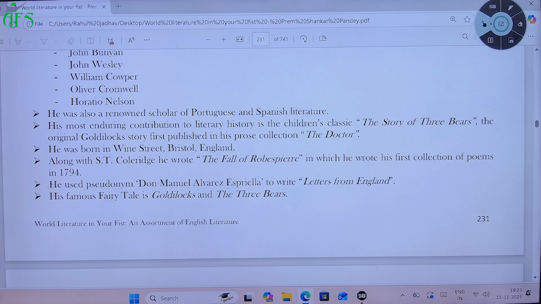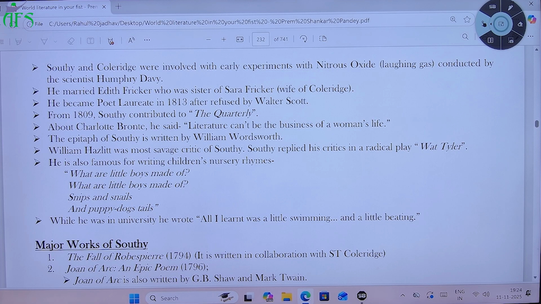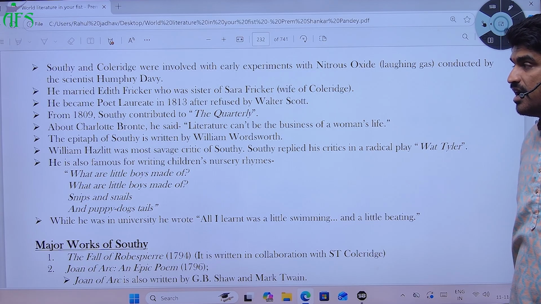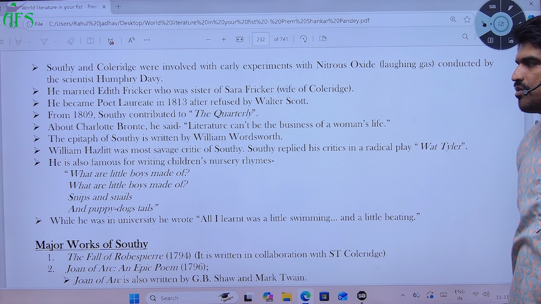Along with S.T. Coleridge, he wrote The Fall of Robespierre, and he wrote his first collection of poems in 1794. He used the pseudonym Don Manuel Alvarez Espriella to write letters from England. His famous fairy tale is Goldilocks and the Three Bears. Southey and Coleridge were involved with early experiments with nitrous oxide, laughing gas, conducted by the scientist Humphry Davy. He married Edith Fricker, who was the sister of Sara Fricker, wife of S.T. Coleridge. He became poet laureate in 1813 after it was refused by Walter Scott, and from 1809 Southey contributed to the Quarterly.